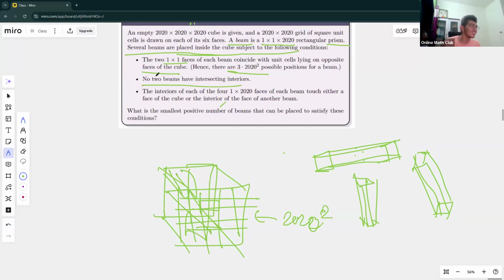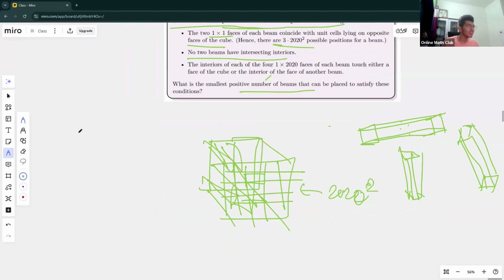Okay. And yeah, so each of the 4 faces should touch either the face of the cube, something like this, or the interior of another beam. And what we have to find is the smallest number of beams we can place inside the cube. Interior means the cube's interior.